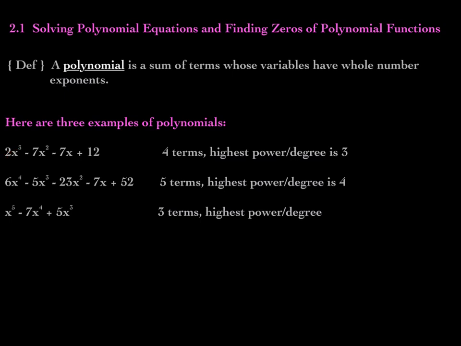The next polynomial, you can confirm that it's a polynomial. Look at all the powers or the exponents: 4, 3, 2, and 1. Again, all whole numbers. So this is a polynomial of 1, 2, 3, 4, 5 terms here. The highest power, or highest degree, is 4. So it would be a quartic polynomial.